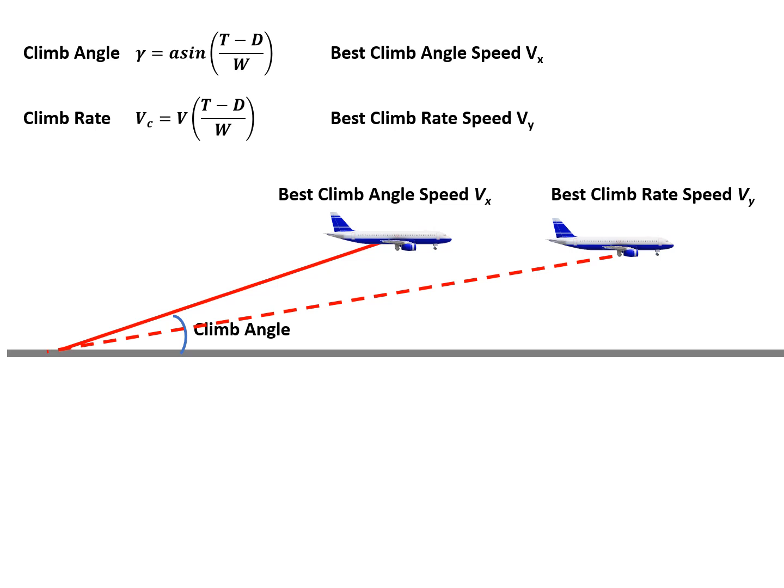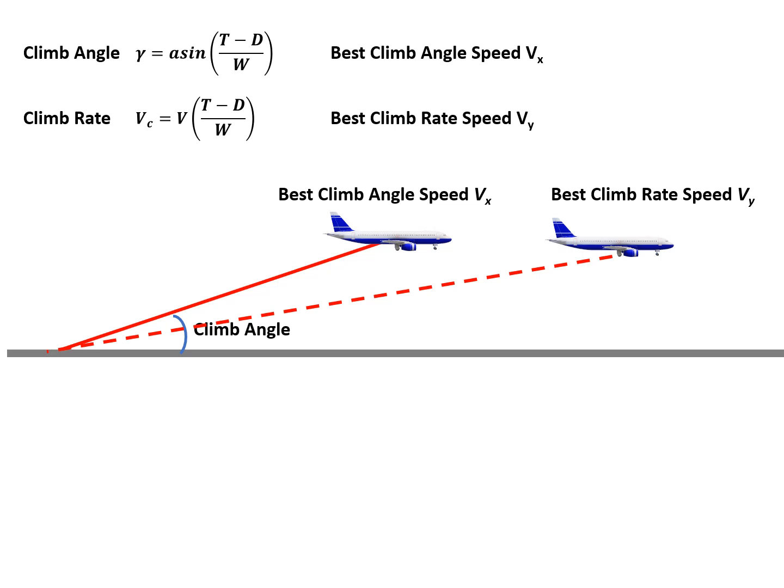the climb rate. And first of all, we know the climb angle gamma is calculated through arcsine of T minus D divided by W. Basically, it's about the excess thrust. And so in the climb angle, we have the best climb angle speed, Vx. So when the aircraft is climbing at this Vx speed, it can achieve the largest climb angle.